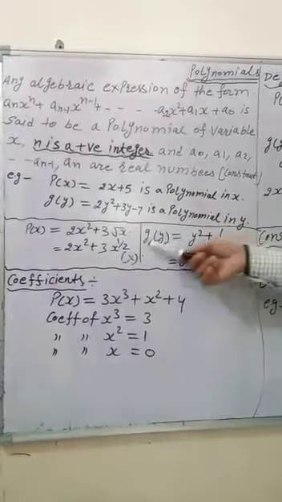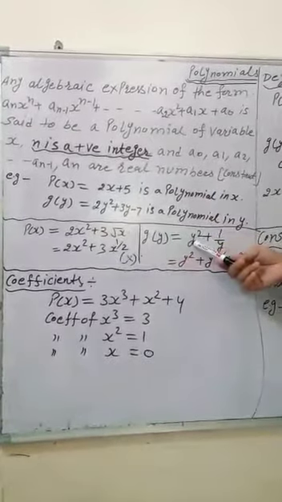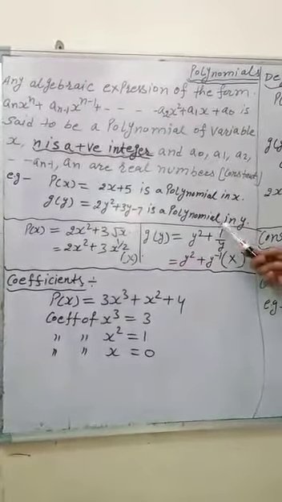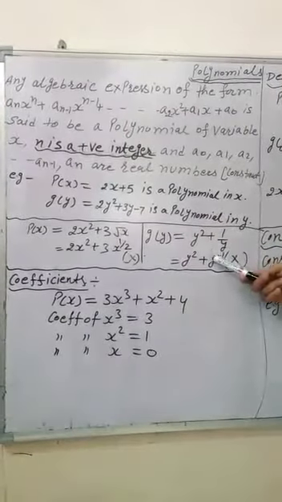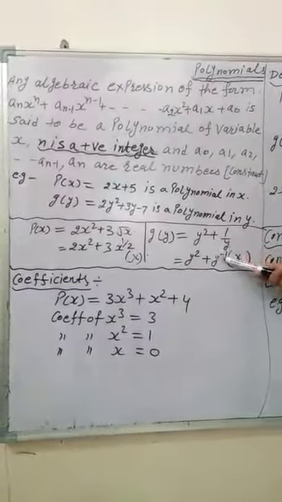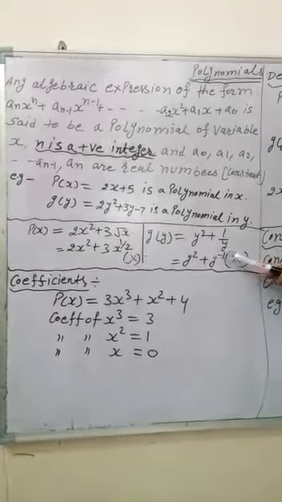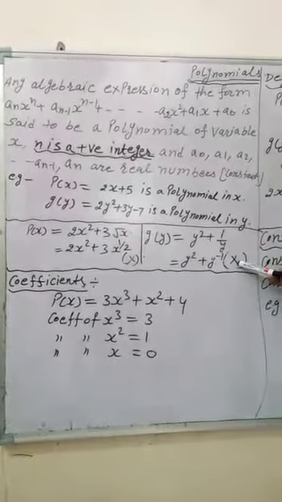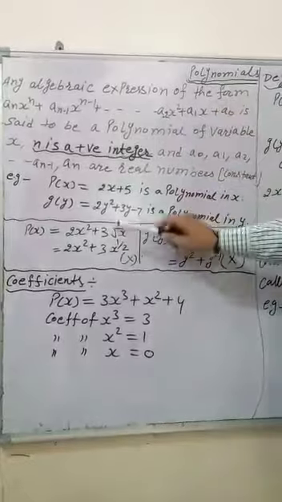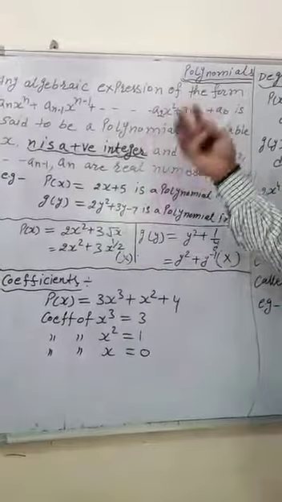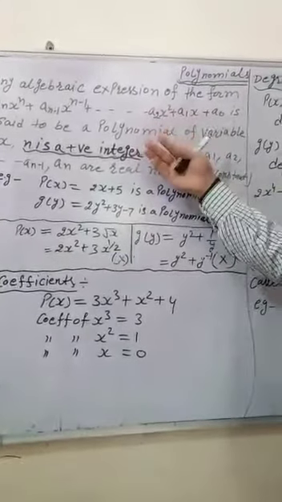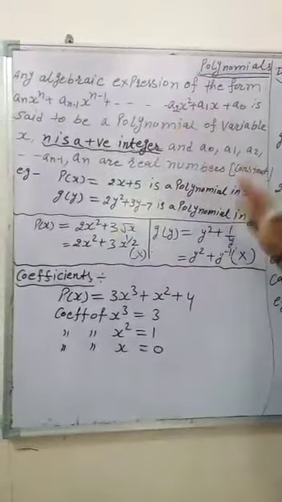One more example, g(y) is y square plus 1 upon y. Now 1 upon y can be written as y raised to power minus 1. Now the power of the variable is again a negative integer. So it will not be a polynomial. Clear? So this is all about polynomials: which algebraic expression is a polynomial and which is not. Clear?